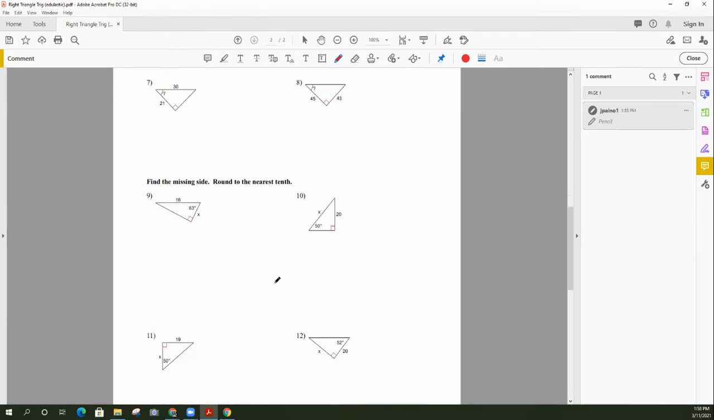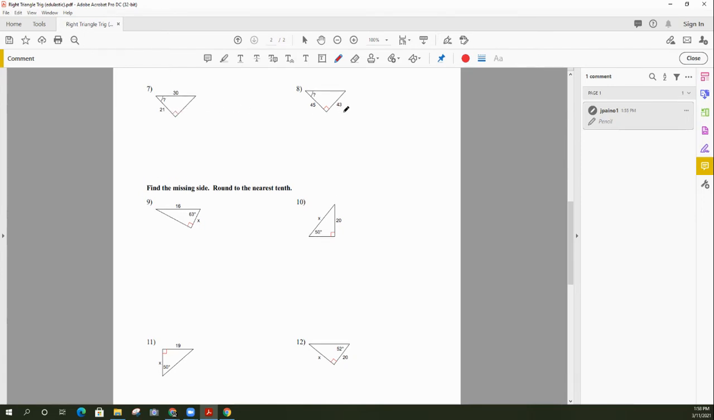All right, 6 is even. I'll skip that one. We'll do 7. 7 again is adjacent, so let's do something different here. Let's do 8. 8's giving me opposite and adjacent, so that's tangent. I'm going to go inverse tangent of 43 over 45, and that's going to give me my degree. So question mark equals inverse tangent of opposite over adjacent.